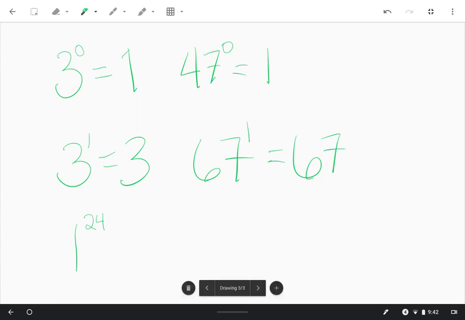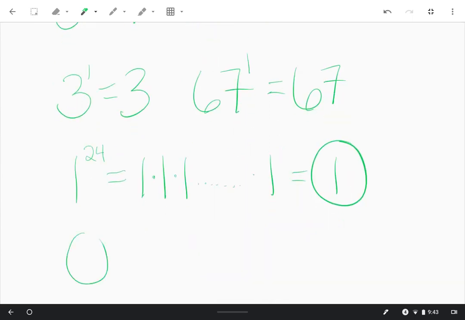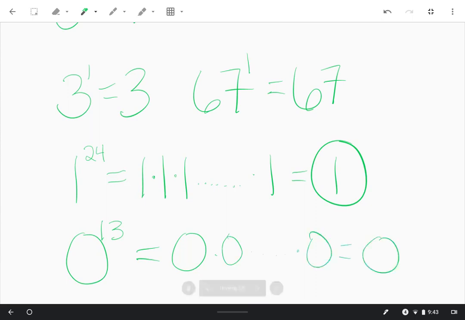So 0 powers go to 1, powers of 1 go to that number, and then 1 to any power. I'm not going to explain this by writing it all out, but we know that anytime I multiply 1 times 1, and I keep going 24 times, I'm still only going to have 1. So 1 to any power is always going to be 1. And the same is true of 0. 0 to any power is 0, because 0 times itself is still 0. So those are some special cases that you need to know.